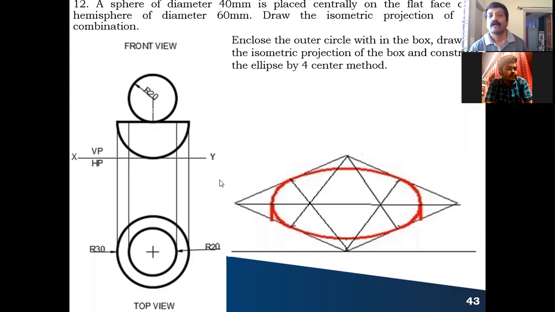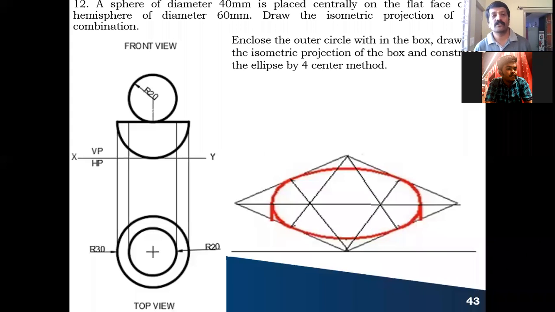You can see. And coming to the sphere which is placed above this, as you know, whichever angle you see it, it looks like a circle only. So after that, from the same center, you take the radius of the sphere, that is 20 millimeter, and the vertical line you draw from this as the center. Now with 20 millimeter radius, you draw the circle. So like this, you can draw the front view as well as the top view.